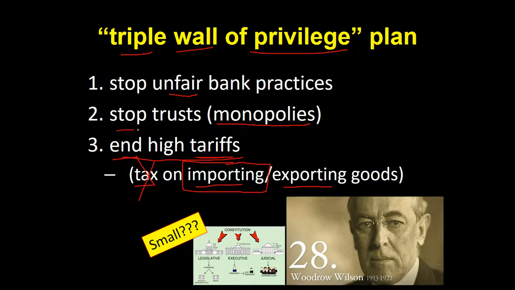Why does he want to do this? This is a lot of things, by the way. A small government's going to do all this, Woody. You sure, Woody? Well, that's what he says.